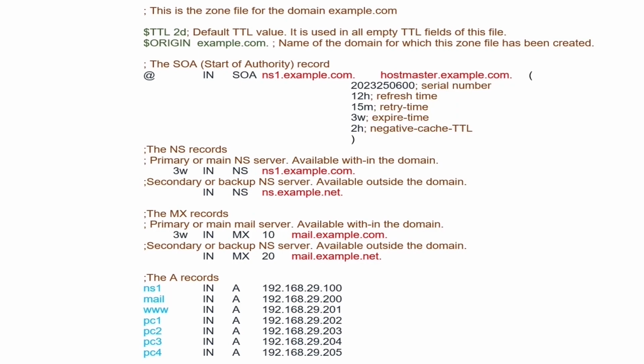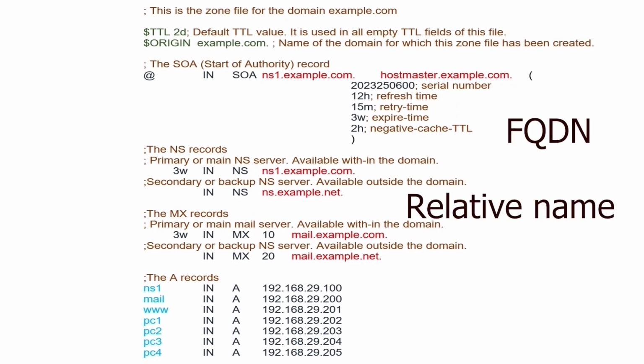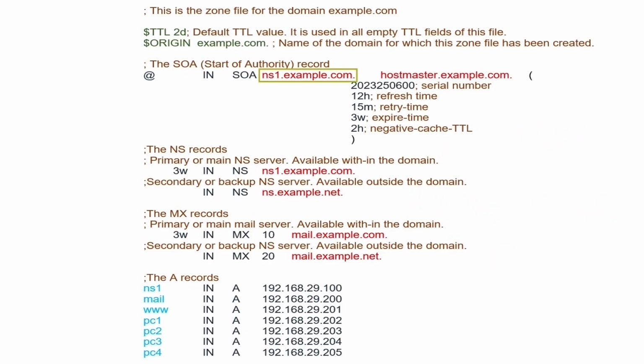In a zone file, you can specify a name in 4 ways. You can specify a fully qualified domain name, a relative name, a singlet symbol, and a blank space. If you use a fully qualified domain name, DNS uses the name as it is. A fully qualified domain name always ends with a dot. DNS uses this rule to identify fully qualified domain names in the zone file.